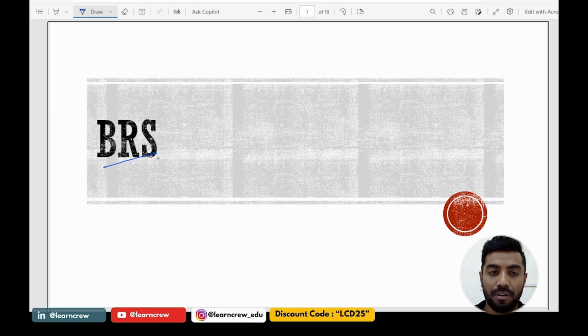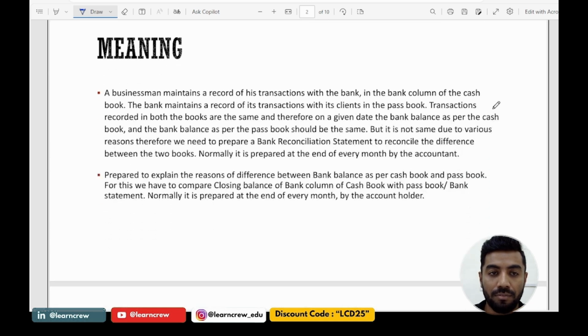So basically there'll be a cash book and also there'll be a passbook. The difference between the cash book and passbook at a given point of time, say the end of the month, that is the 31st, end of the year, whatever it is, those differences have to be reconciled. That is called bank reconciliation statement. So we'll look into the meaning first.